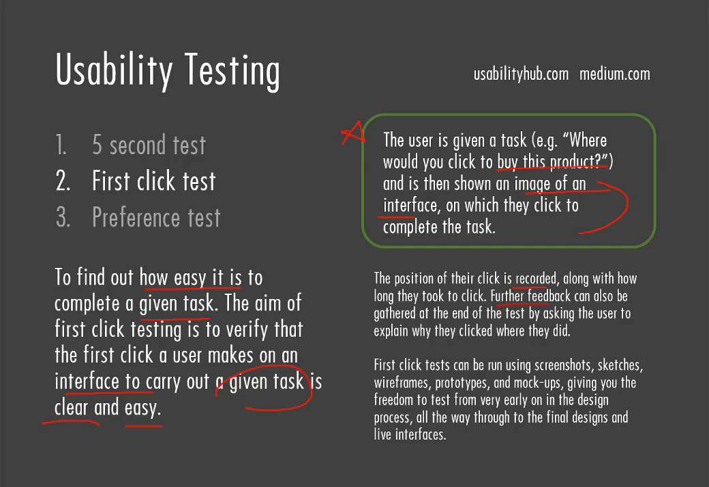Further feedback can also be gathered at the end of the test by asking the user to explain why they clicked where they did. First click tests can be run using screenshots, sketches, wireframes, prototypes, and mockups, giving you the freedom to test from very early on in the design process, all the way through the final design and live interfaces. Well, these tests can be done at any step of the product development. Cool, right? Okay.